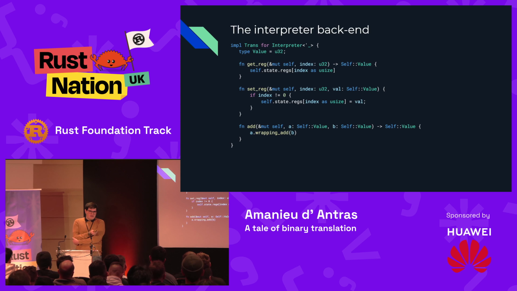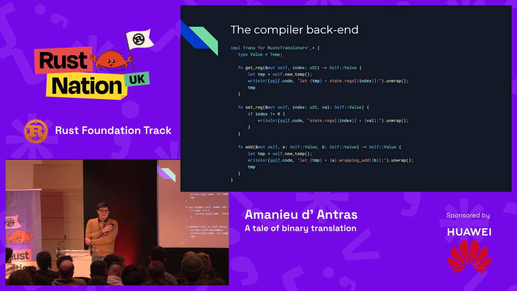The JIT compiler backend is similar, but value in this case represents a value at runtime. A value is the name of a local variable in the generated RISC code. Every operation that returns a value essentially defines a new local variable. But otherwise, the actual code that we're emitting is very similar to the interpreter. Just read from the state, write to the state, add two values.